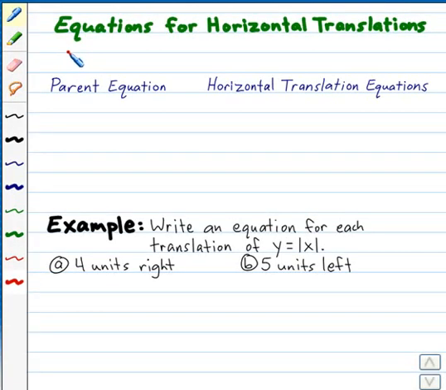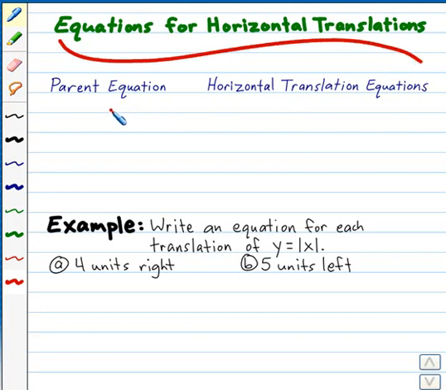My name is Mr. Scott. I'll be helping you with equations for horizontal translations. Let's begin by discussing the relationship between the parent equation and the horizontal translation equations you'll come across. The parent equation is y equals the absolute value of x.